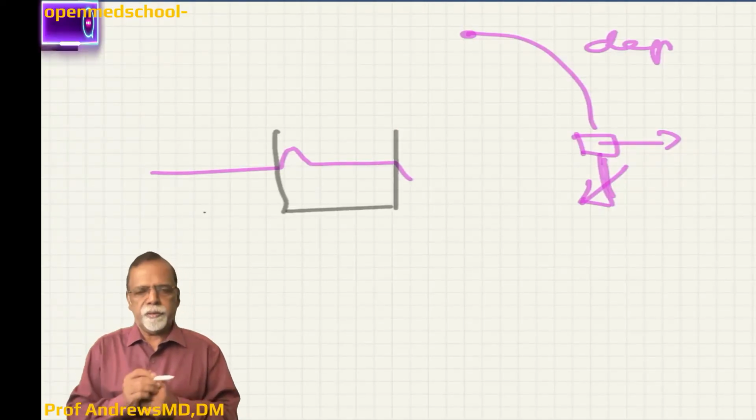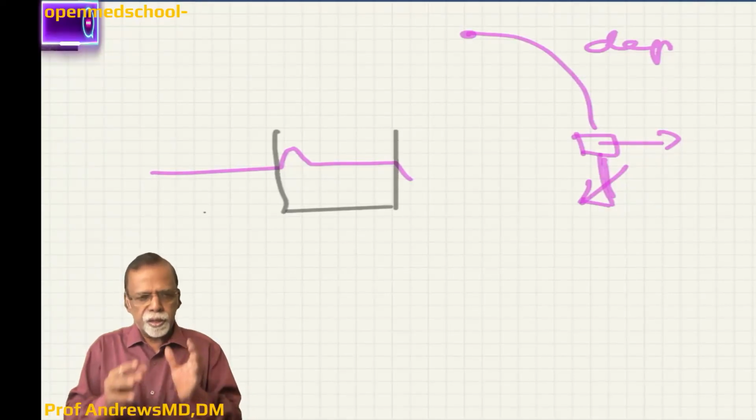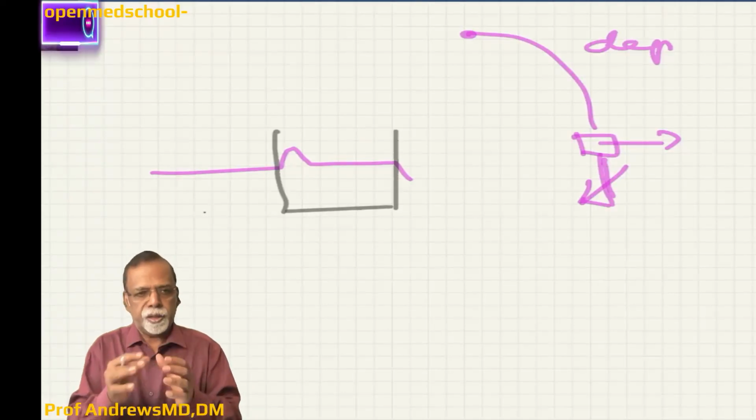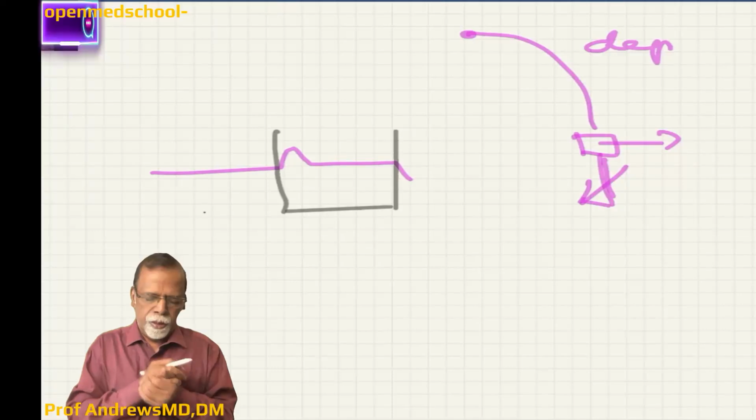So this is the PR interval. Always remember the PR interval includes the atrial depolarization and the delay in the AV node. The major part is due to the delay in the AV node.